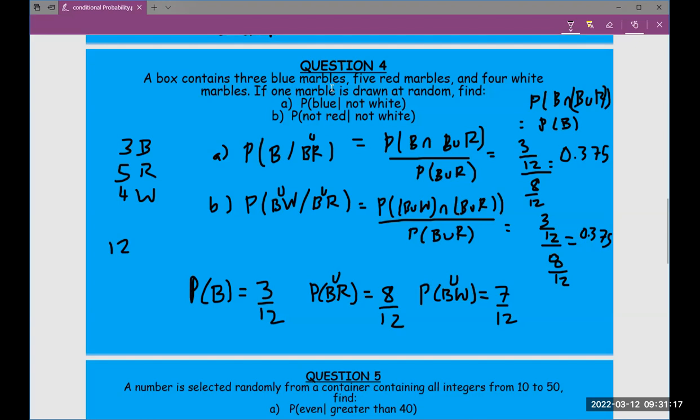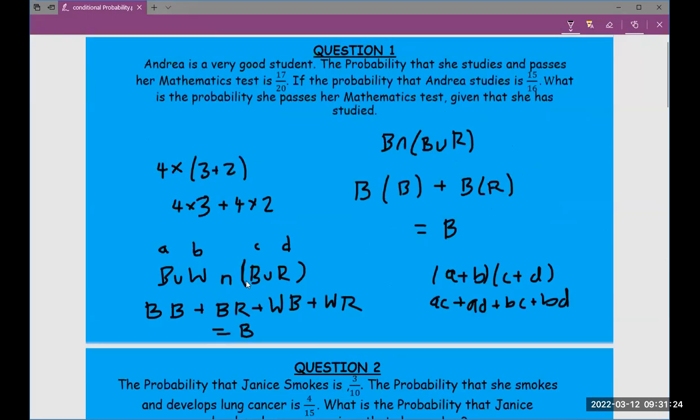Wait, this should have been 7 over 12 over 8 over 12, the second one. Go back up to the expansion because it should have been 7 over 12, blue or white. Blue or white. Oh yeah, here it is, or, blue or white. Yeah, the final answer should have been blue or white. Yeah, this expansion is good.